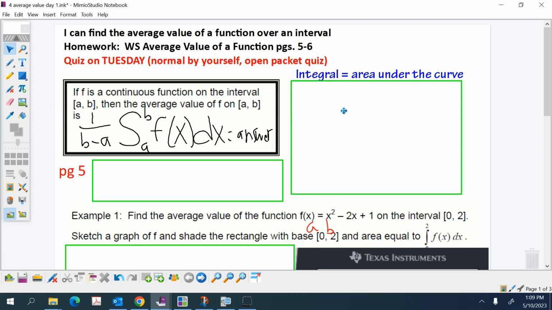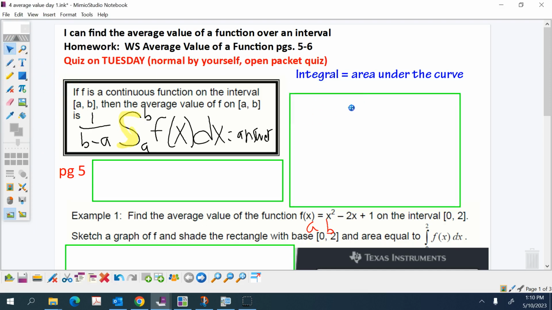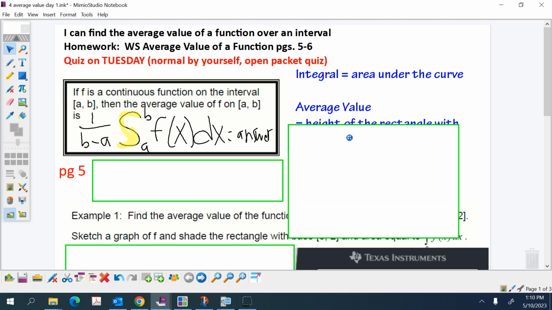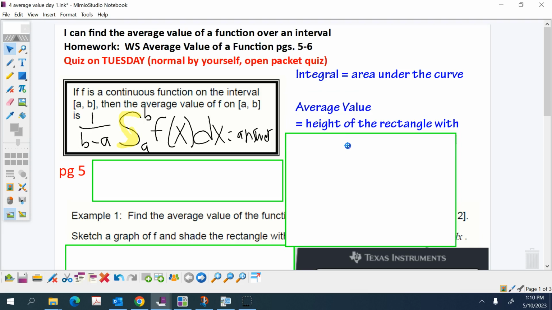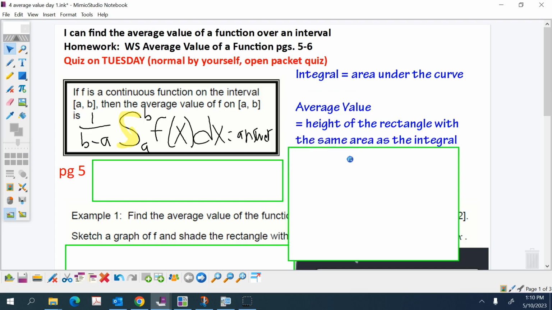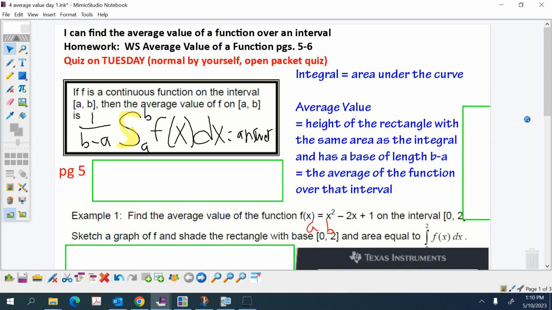Hopefully you have a blank like I do. And remember that the S part of this curve, that's the integral or the area. That's only part of the calculation. Our average value is the height of the rectangle with the same area. You're sloshing water that settles down into a rectangle, and you're taking the height of that rectangle.